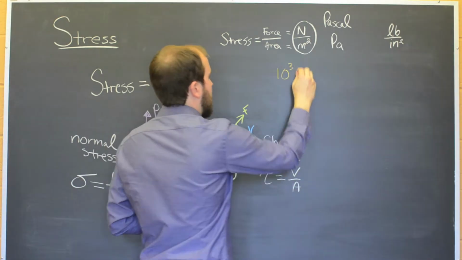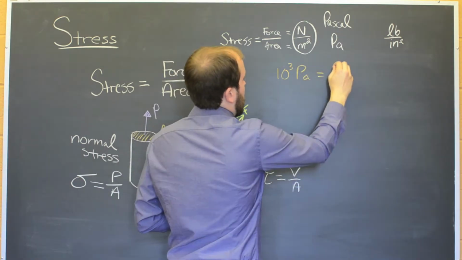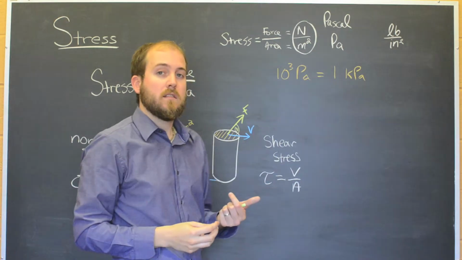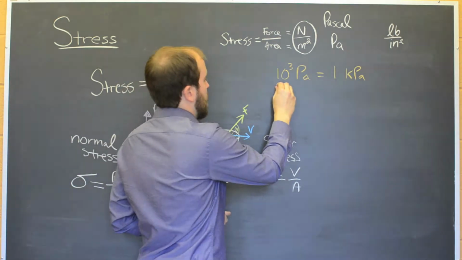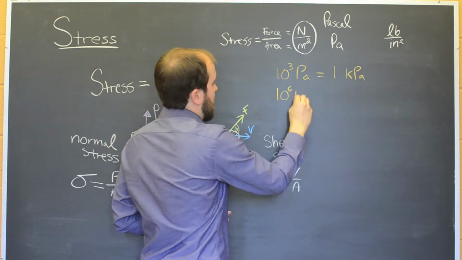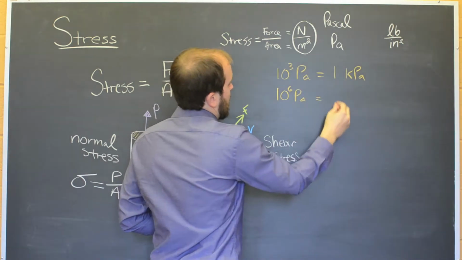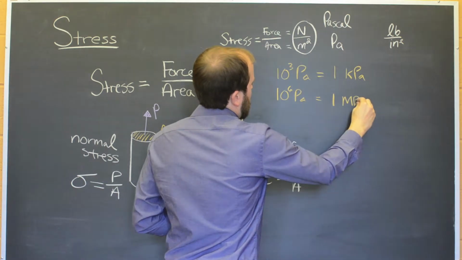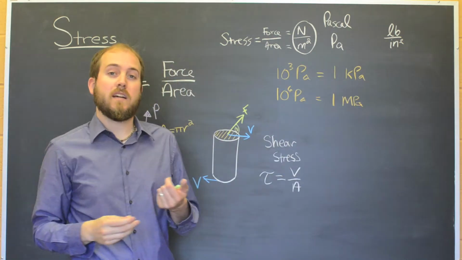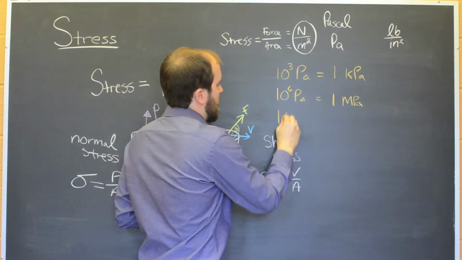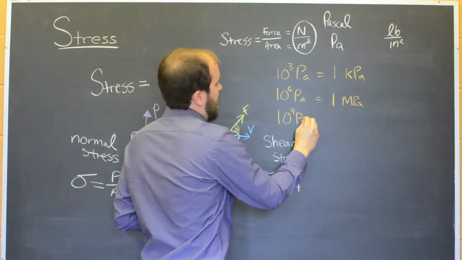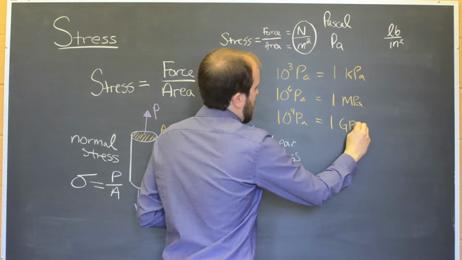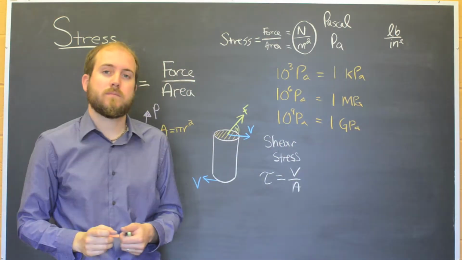10 to the 3 pascals being a kilopascal, denoted with kPa. 10 to the 6 Pascal, denoted with a megapascal. And 10 to the 9 Pascal, denoted with a gigapascal.